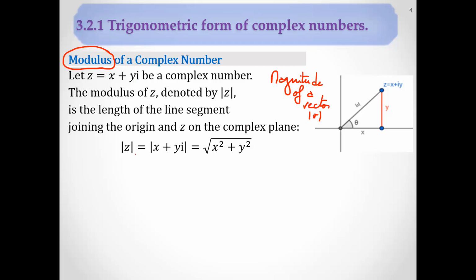Modulus of a complex number. Same formula, more or less, but different names. Okay? Then, more or less the same meaning. What is this distance, this length? It is the distance between this complex number and the origin. This is the modulus. Okay?